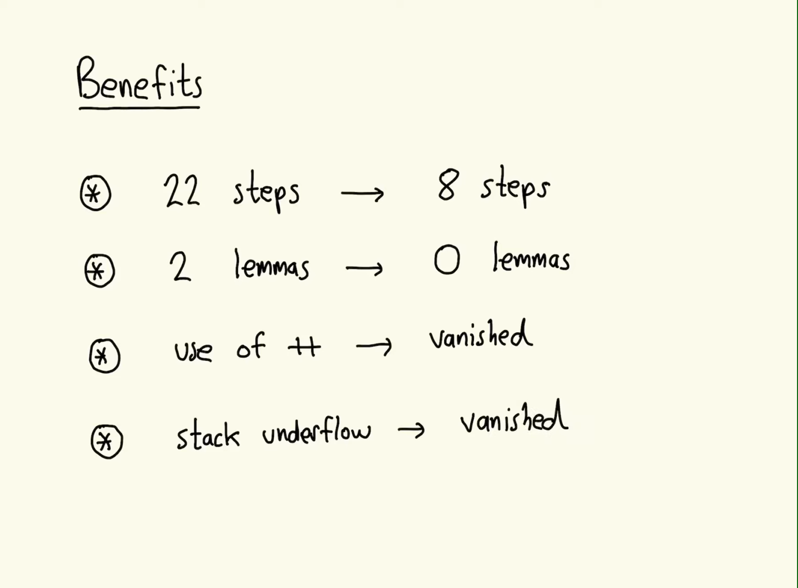Okay, so for me, these are the 4 benefits of what we have done. We have reduced the size of the proof. We've made it simpler. We've eliminated completely the need for any lemmas. We've got rid of the append operator, which makes our compiler more efficient. And we have got rid of the stack underflow side condition on the distributivity lemma. So we have 4 nice benefits of what we have done.